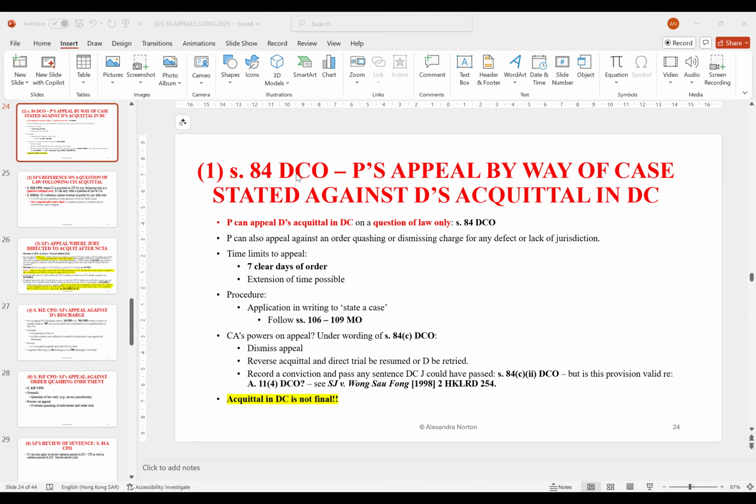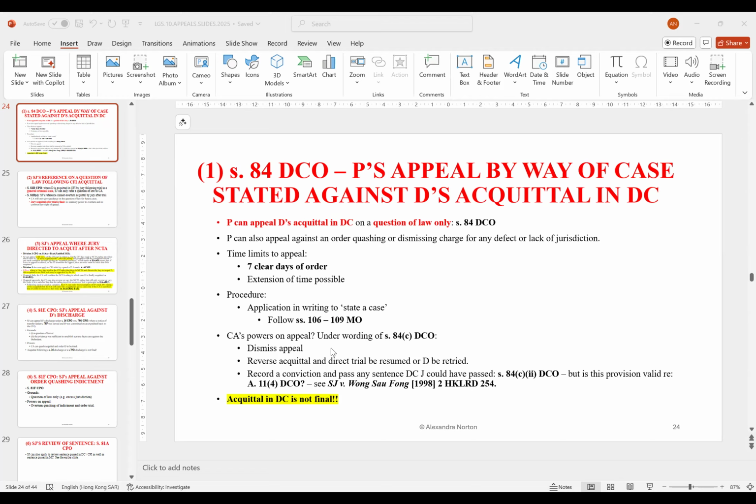We were looking at Section 84 of the District Court Ordinance and the prosecution's ability to appeal by way of case stated. But it has to only be against the defendant's acquittal and it has to be on a question of law. And we looked at the statutory provision in Section 84. Prosecution have 7 clear days to appeal. That means that they start counting the day after the acquittal, but they can get an extension of time. Because it's an appeal by way of case stated, they would still have to use the same provisions as in the magistrate's ordinance. So, this very time consuming, cumbersome method of appealing.